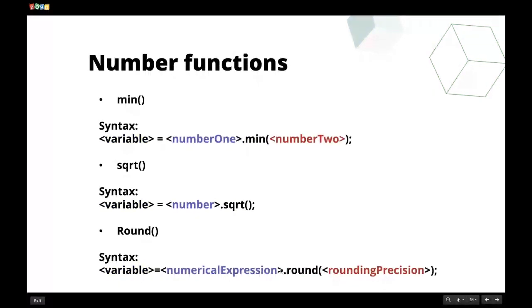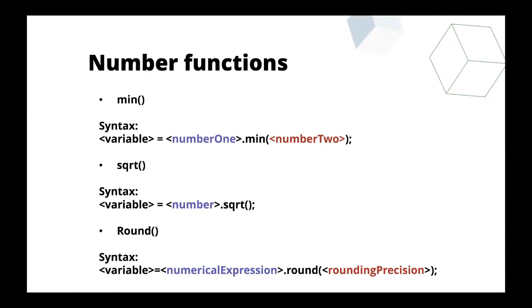Now let's talk about the number functions. So the number functions are used on the number data type. So we'll be discussing min, sqrt, and the round function. So the min function is used to find the minimum number between two number fields. So the syntax for that is variable equals number one or the first number dot min, and you provide the second number as the argument, and that would give us the smallest number between these two numbers.